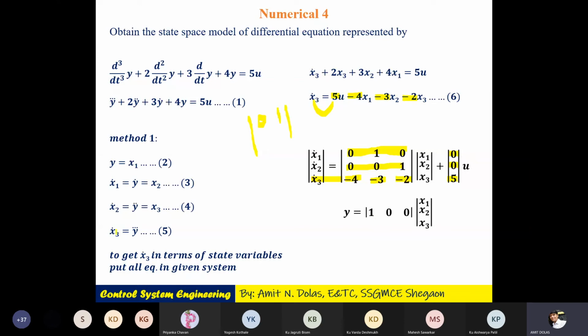And then what about y? Output. Output matrix y is equal to what? Y is equal to only x1. We have taken it in the method here. Y is only x1. So where is x1? Here is x1. Therefore only the x1 vector element will be 1. The remaining vector elements will be 0. So this is how we can write state equations with the help of the differential equation given.